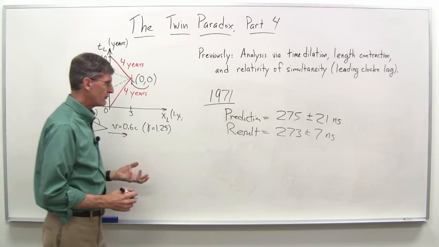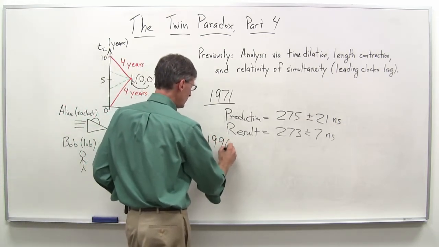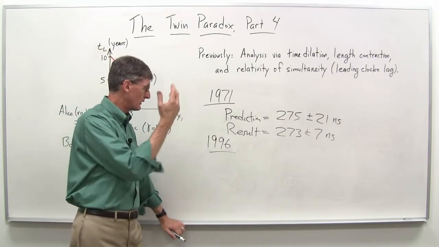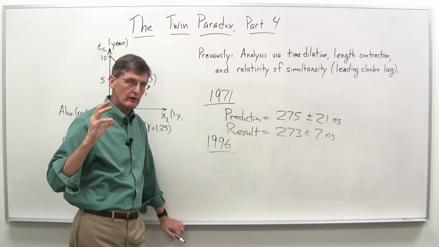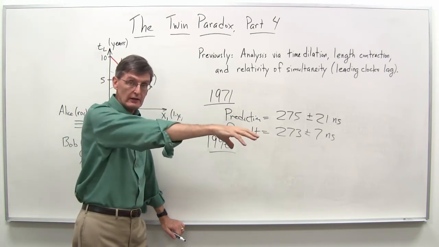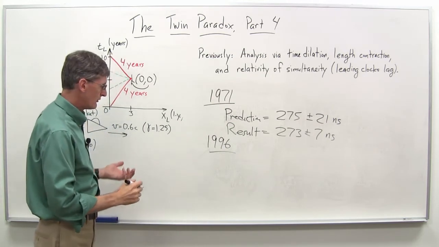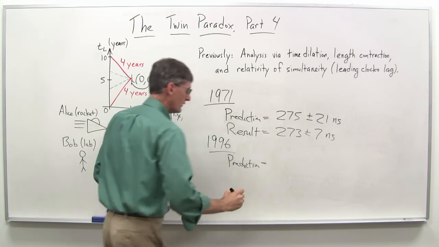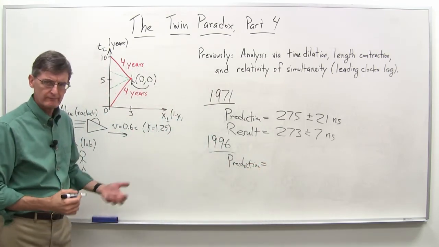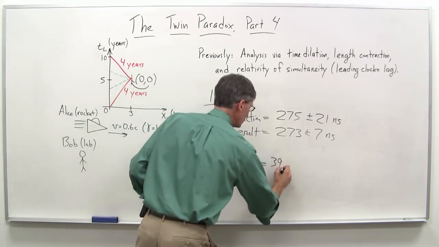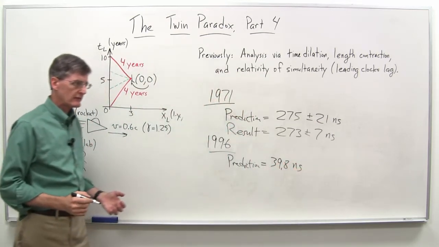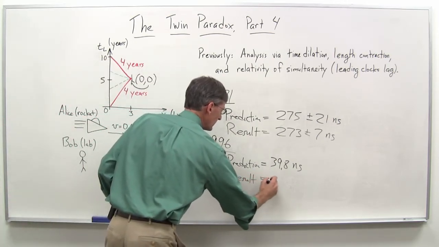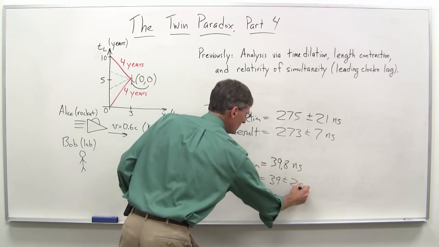and the experimental result was very close to it. They actually repeated this in 1996, a form of this experiment where by that time they had better atomic clocks, about 25 years later, and they took one on a jetliner from Washington, D.C. to London and back again, and the prediction there for the result was almost 40 nanoseconds, I think 39.8 nanoseconds. And the result was about, I think, 39 plus or minus 2 nanoseconds.